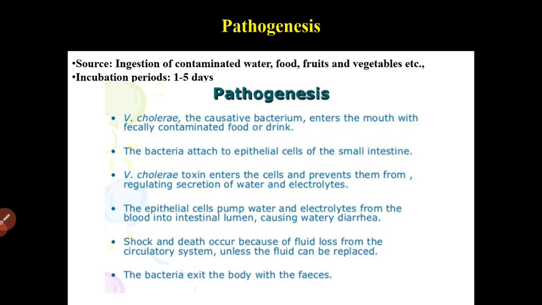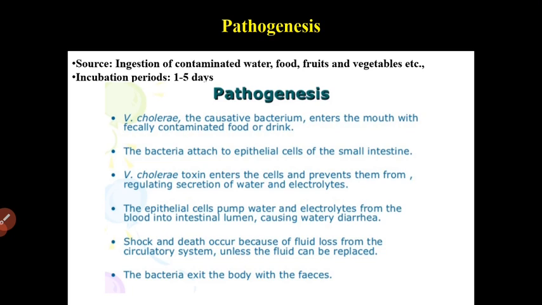Now the causative bacterium V. cholerae enters the mouth with fecally contaminated food or drink. The bacteria attach to the epithelial cells of the small intestine. Then toxins enter the cell and prevent them from regulating secretion of water and electrolytes. Now the epithelial cells pump water and electrolytes from the blood into the intestinal lumen, causing watery diarrhea.